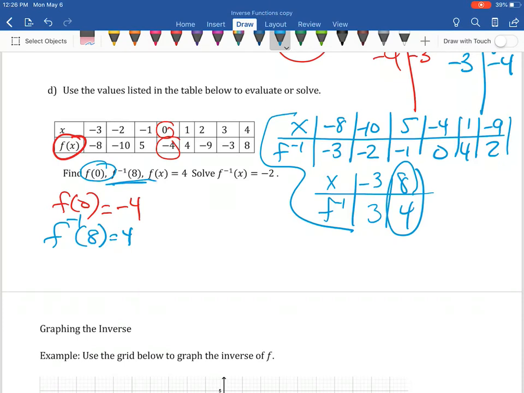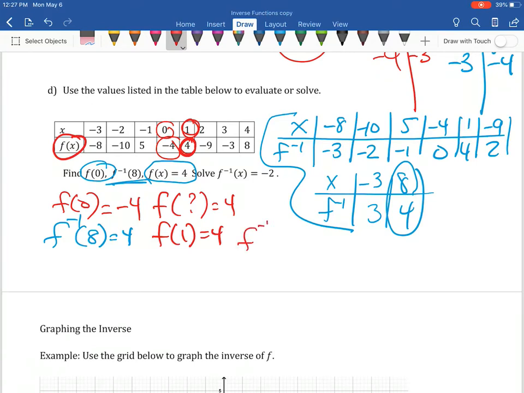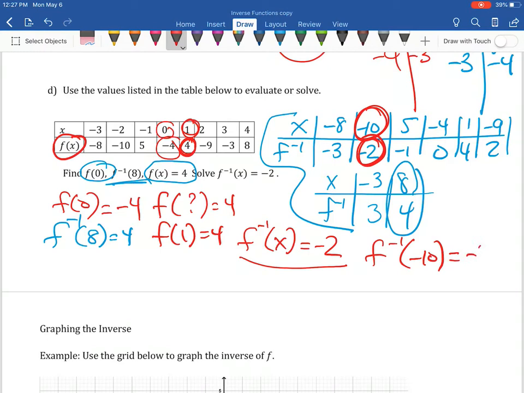This one here is our original function in red, but it's asking what would I plug in for x to get out y for 4. So if I look at my y values for my f function, here's where y is 4, so x would be 1. And then f inverse of x is equal to -2. That means I'm going to look at my inverse function, the blue table, and look to see where my y value is -2. That would be right here. So my x it gives me would be -10. So f inverse of -10 would be -2.